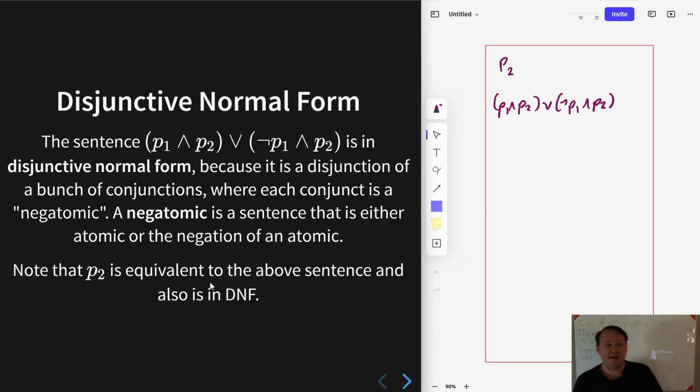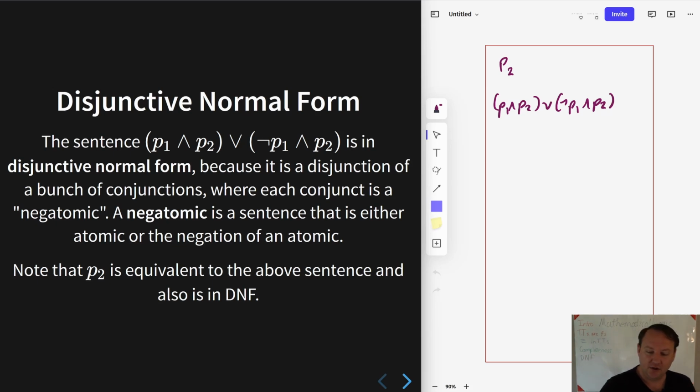I want to point out that you can have many different equivalent sentences that are each in different disjunctive normal forms, right? So this sentence that we started with, P1 conjunction, P2 disjunction, blah, blah, blah, right? That is actually equivalent to just the sentence P2, and technically P2 is in disjunctive normal form. Now, it maybe doesn't look like it based on everything that I've said, but technically it counts because we allow disjunctions of one disjunct, right? So that's like an edge case, but we allow it.